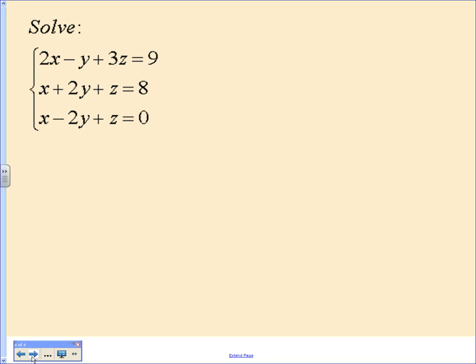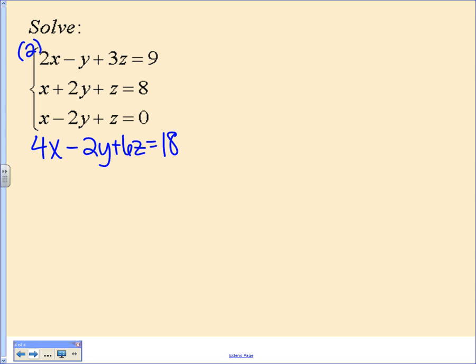Okay. So, if we combine these two, what would we need to multiply one of them by? Or if we combine these two, would we need to multiply anything? Either way, we're still going to have to multiply that top equation by 2, right? So what would that top equation become when you multiply it by 2? 4x minus 2y plus 6z.